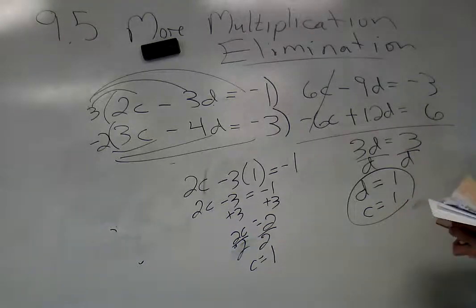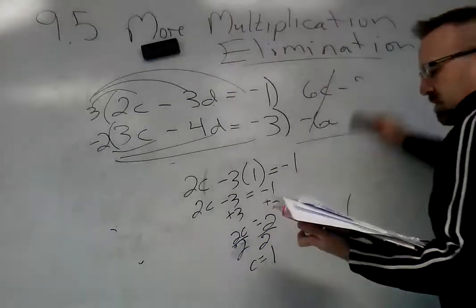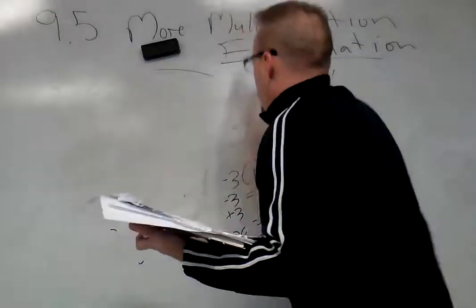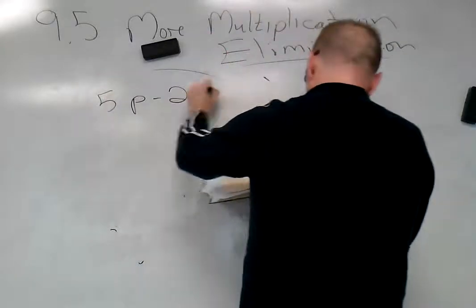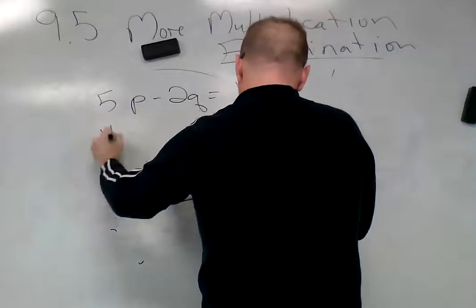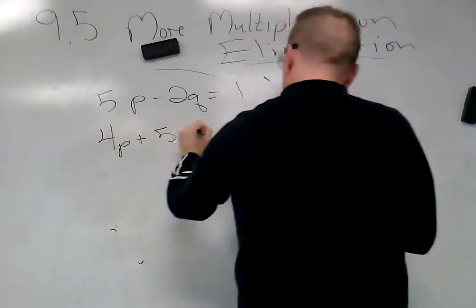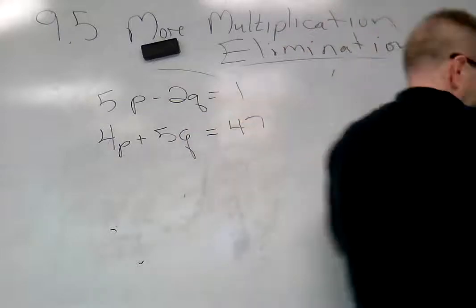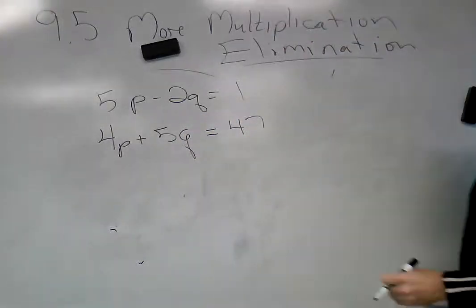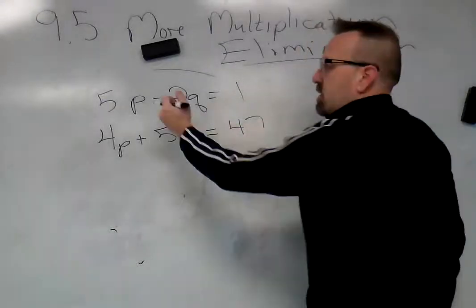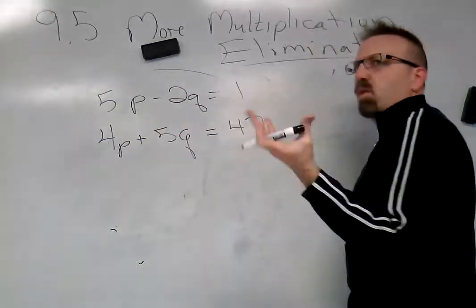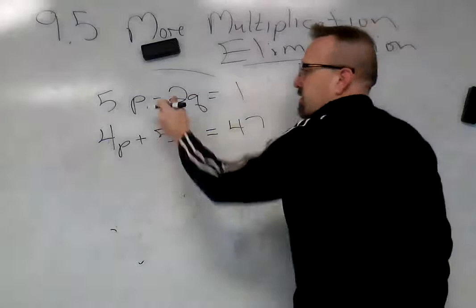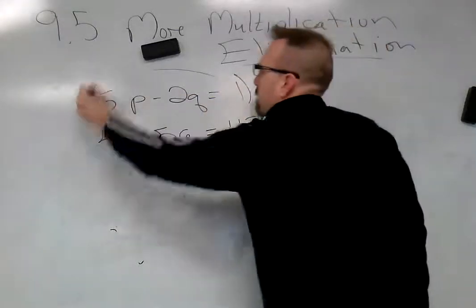Let's do one more of those. All right, p minus 2q equals 1. 4p plus 5q equals 47. Okay. Sometimes what I like to look for too is, do we have any that are opposite signs? These are opposite signs. Let's go ahead and do those. We know, so if we're using 2 and 5, what would our multiple be? 10. And they're already opposite signs, so that if we just get them to both be 10, they'll cancel.